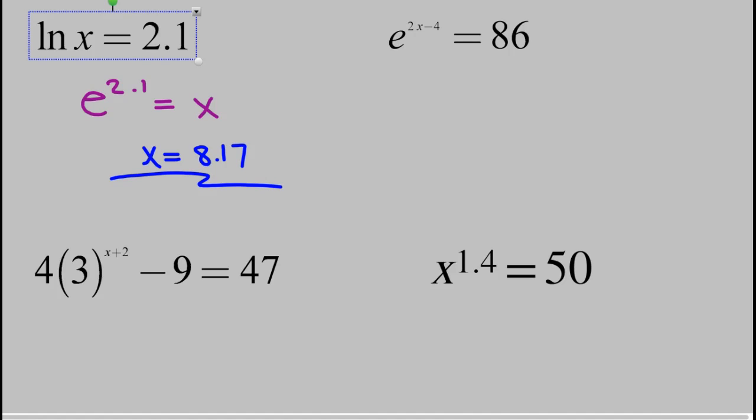e to the 2x minus 4 equals 86. How do I get rid of that, or how do I get that variable down from the exponent there? What can I do? How can I solve for a variable that's an exponent?